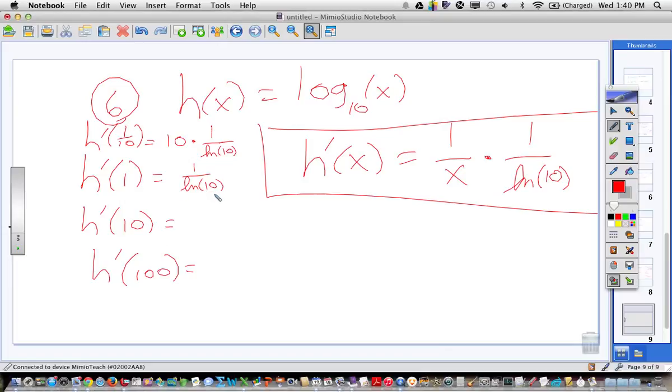No, it's not ln of 1. h prime of 1 means we put a 1 in for the x. Right there. Yeah, we're just putting the 1 in there for the x. This just stays there. That's just a number. h prime of 10. We put a 10 in for x. So that's 1/10 times 1 over ln 10. You see what I mean?